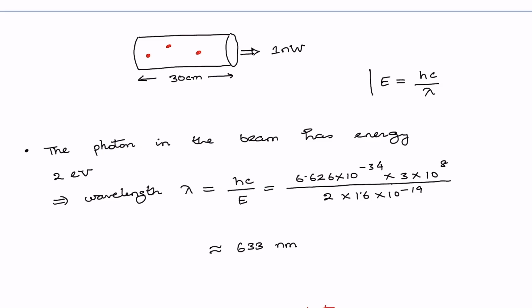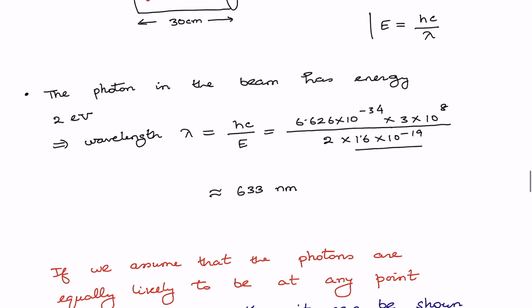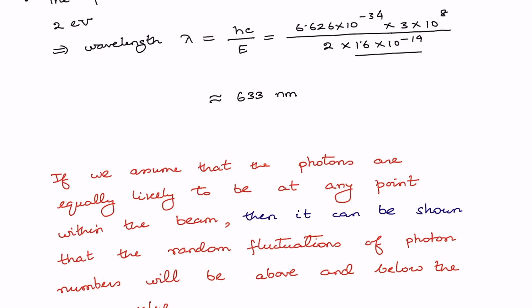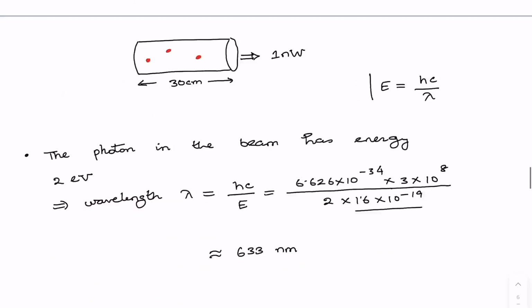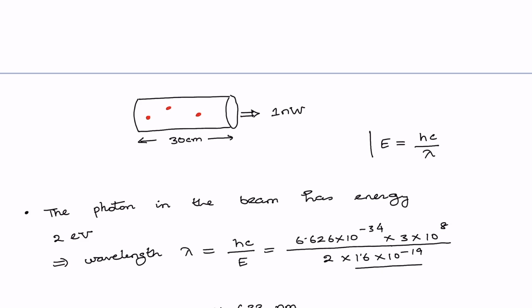So from there, lambda is equal to hc by E, where h is the Planck's constant, which has the value 6.626 into 10 to the power minus 34 joule second. c is 3 into 10 to the power 8 meter per second, and energy of the photon is 2 electron volt. In terms of joule, I can write it as 2 into 1.6 into 10 to the power minus 19. If you do the maths, you are going to get the wavelength of the beam to be around 633 nanometer. So that means the 30 centimeter section of the beam of light at 633 nanometer with a power of 1 nanowatt contains 3 photons on average.